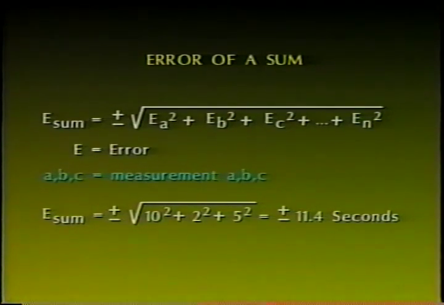C squared, etc. Suppose that we measure each angle in a triangle under varying conditions. The error in angle A is plus or minus 10 seconds. The error in angle B is plus or minus 2 seconds. And the error in angle C is plus or minus 5 seconds. The total error for the angles in this triangle is equal to plus or minus the square root of 10 squared plus 2 squared plus 5 squared, which is equal to plus or minus 11.4 seconds.